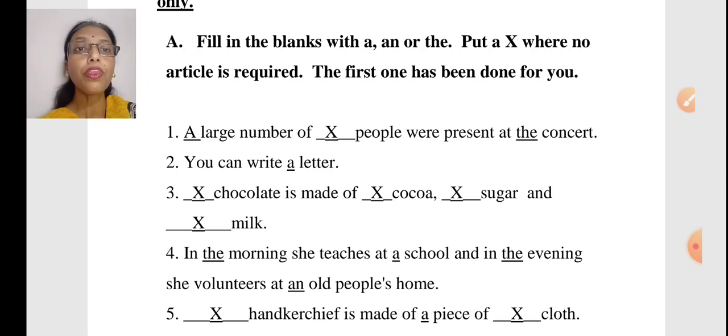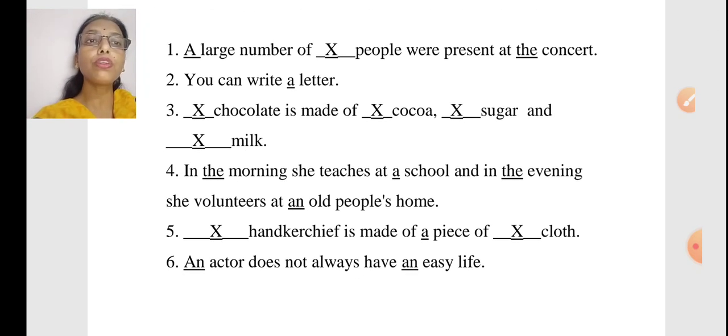Okay. Next one. Handkerchief is made of a piece of cloth. Before piece, a is there, because P is a consonant sound, that's why. An actor does not always have an easy life. Now these two words, actor and easy, both are starting with a vowel sound. That's why an is there. Okay?